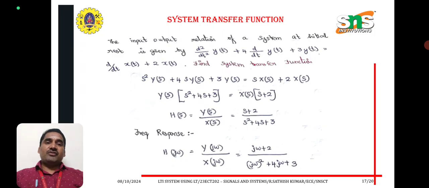Taking Y(s) and X(s) as common, H(s) = Y(s)/X(s) = (s + 2)/(s² + 4s + 3). How to find the frequency response?